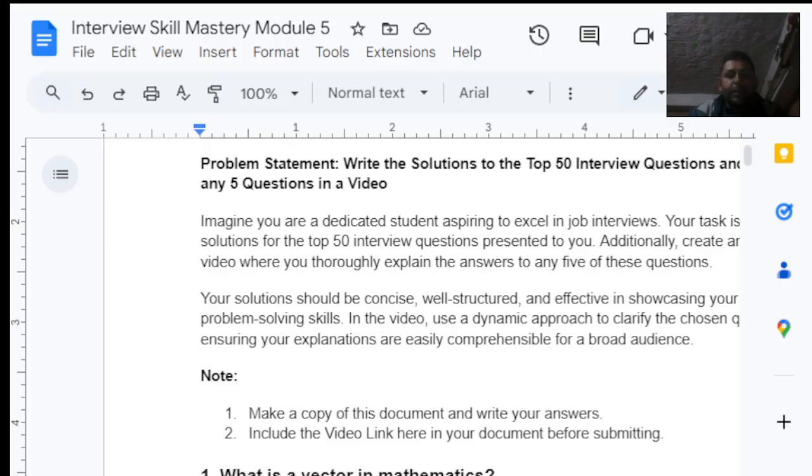So first question is, what is the vectors in mathematics? A vector is the quantity that has both magnitude, length and direction. In mathematics, vectors are often represented as ordered list of numbers.